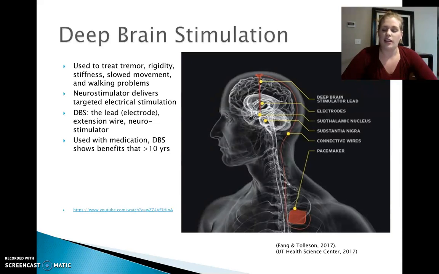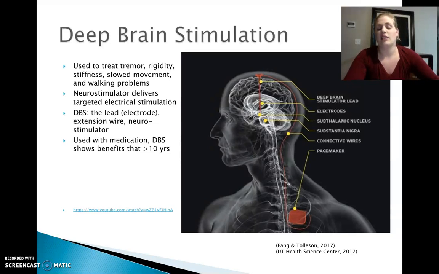So the neurostimulator is often put near the collarbone. It's about the size of a stopwatch, and it acts much like a pacemaker would. It sends electrical impulses up the extension wire to the lead and into the brain. It's been found that when deep brain stimulation is used in conjunction with medication, the results are actually far more effective than medication alone. Long-term studies show that the benefits are maintained even after 10 years. So for long-term treatment of Parkinson's, DBS is very promising.